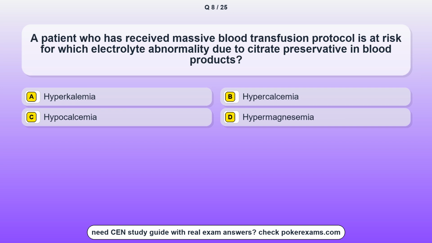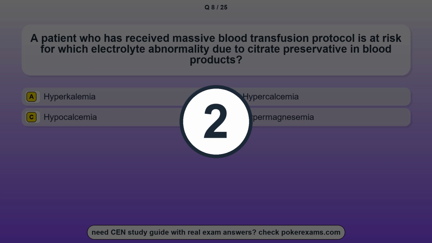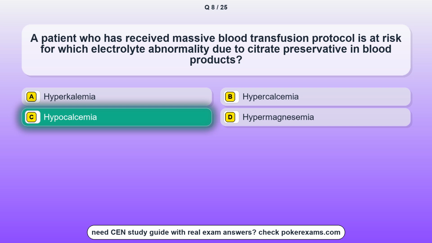Question 8. A patient who has received massive blood transfusion protocol is at risk for which electrolyte abnormality due to citrate preservative in blood products? Option A, hyperkalemia, option B, hypercalcemia, option C, hypocalcemia, option D, hypermagnesemia. The correct answer is option C, hypocalcemia.